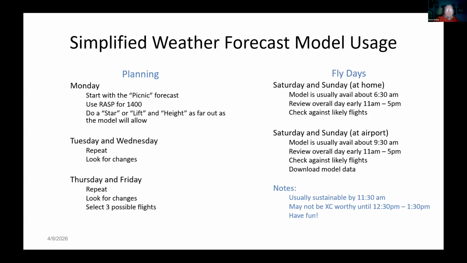Normally, at least in our part of the country, it's sustainable by 11:30. It might not be cross-country worthy until sometime between 12:30 and 1:30, but that's okay too.